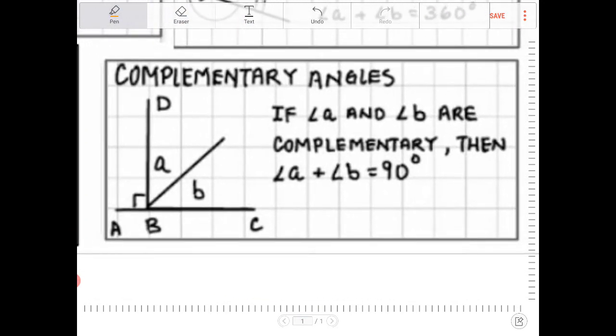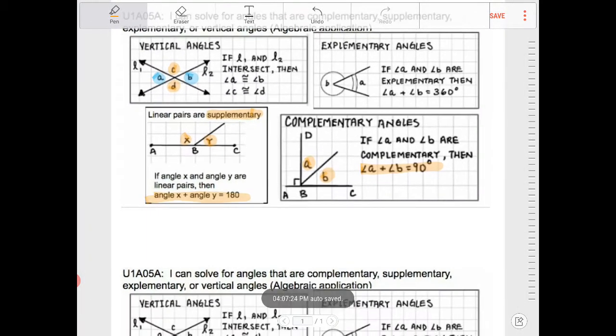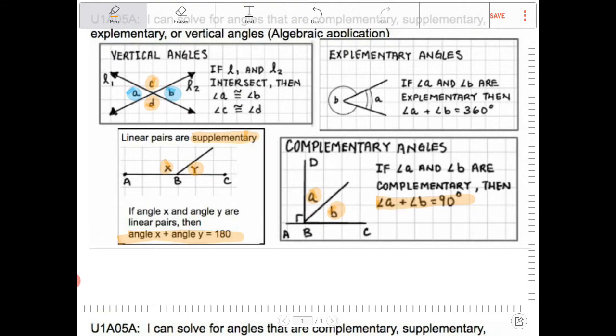Let's take a look at the next concept here, which is complementary angles. So what are complementary angles? Complementary angles are 2 angles that are adjacent to one another, next to one another, and they form a right angle. So 2 angles are said to be complementary angles if they add up to 90. So these are the 4 core concepts that we are going to focus on.